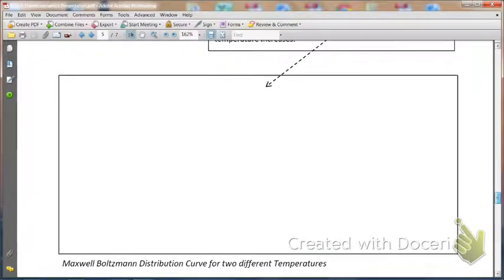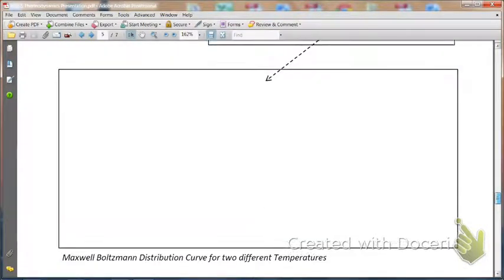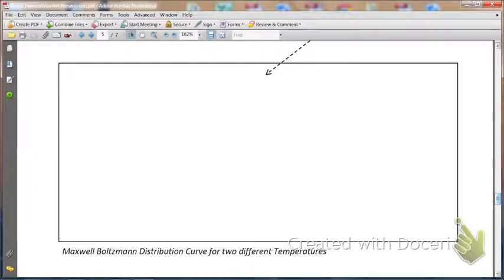And we're going to spend the rest of this lecture video on looking at Maxwell-Boltzmann distribution curves. We're going to take the time to draw one here, and it is critical that you're able to do three things. One is to recognize a Maxwell-Boltzmann distribution curve when you see one. Two, to be able to interpret it. And three, to actually be able to draw a Maxwell-Boltzmann distribution curve.